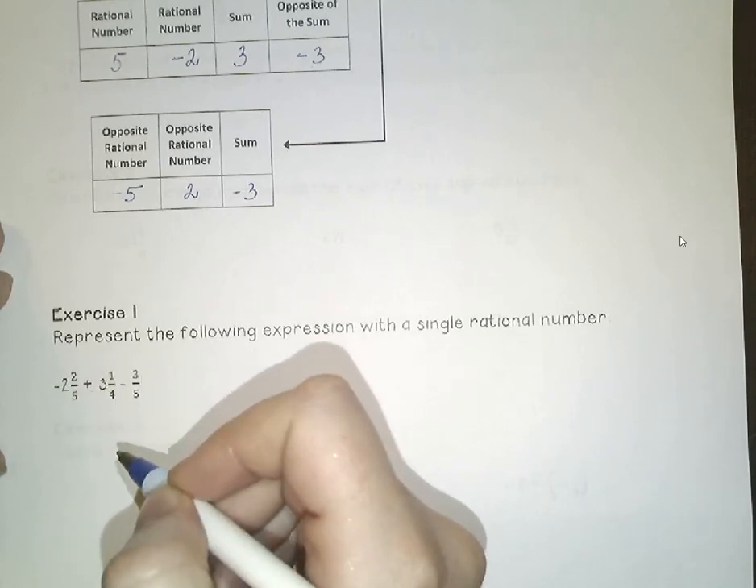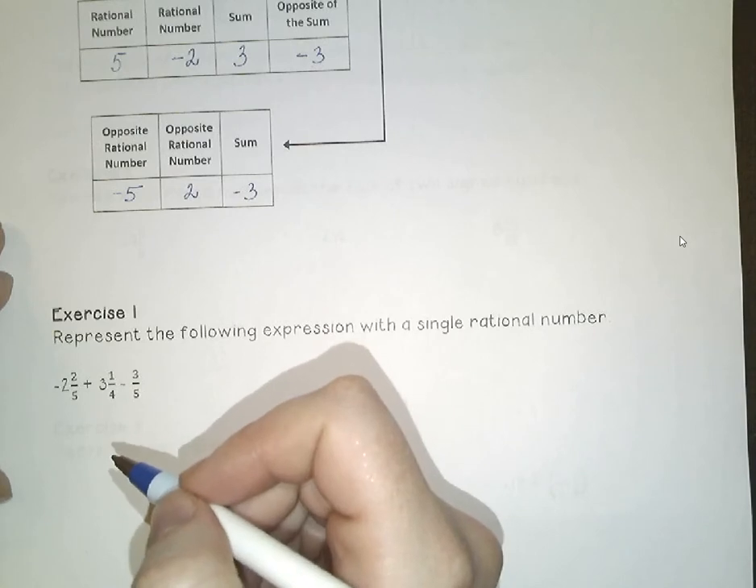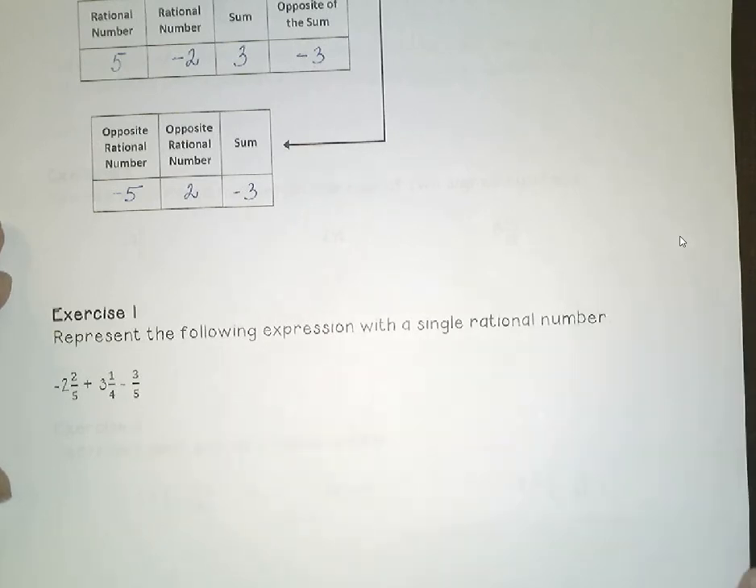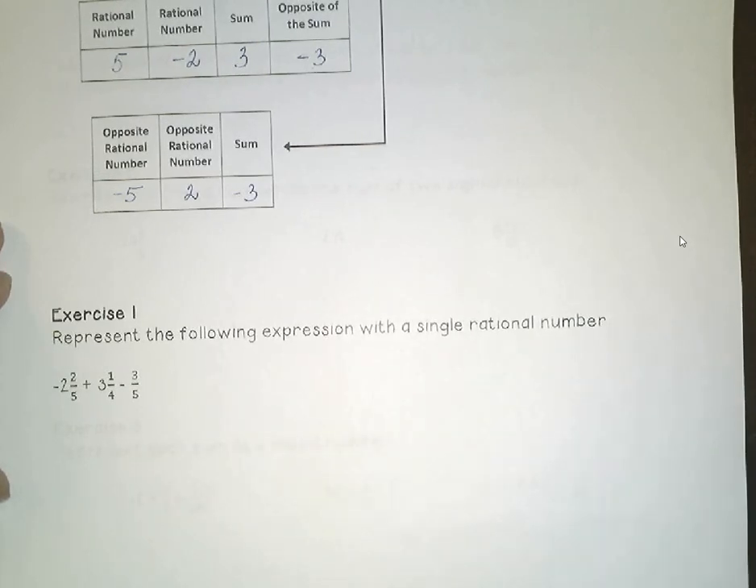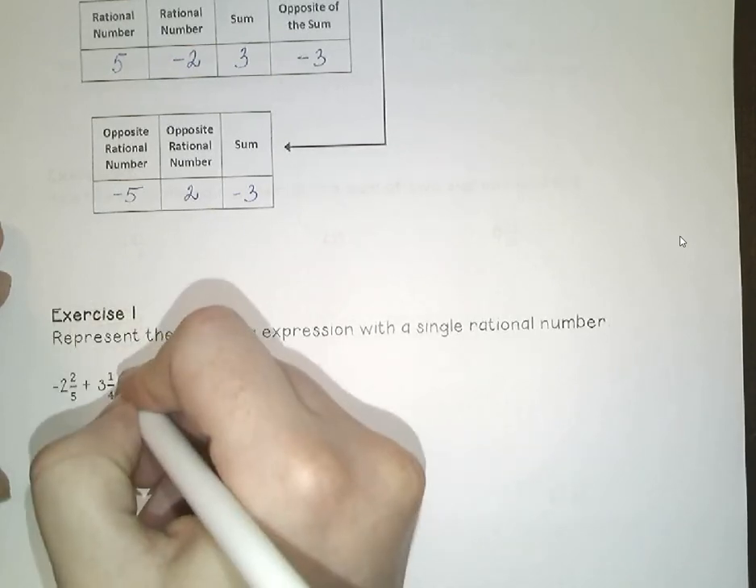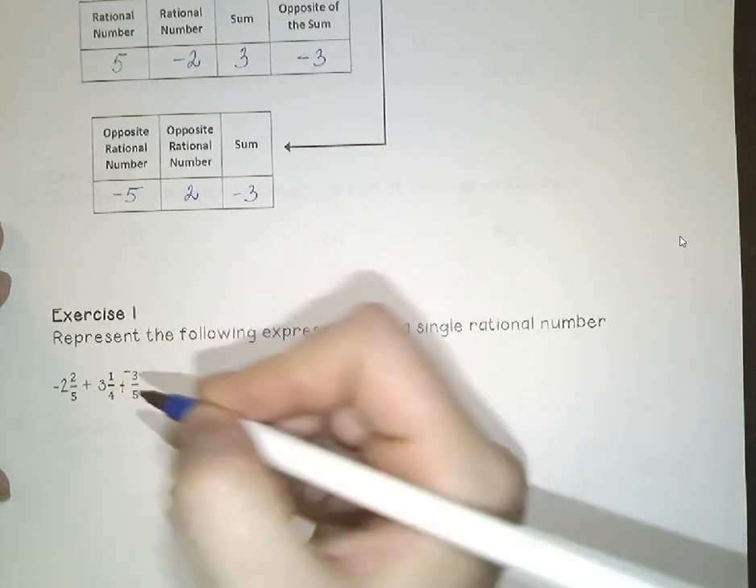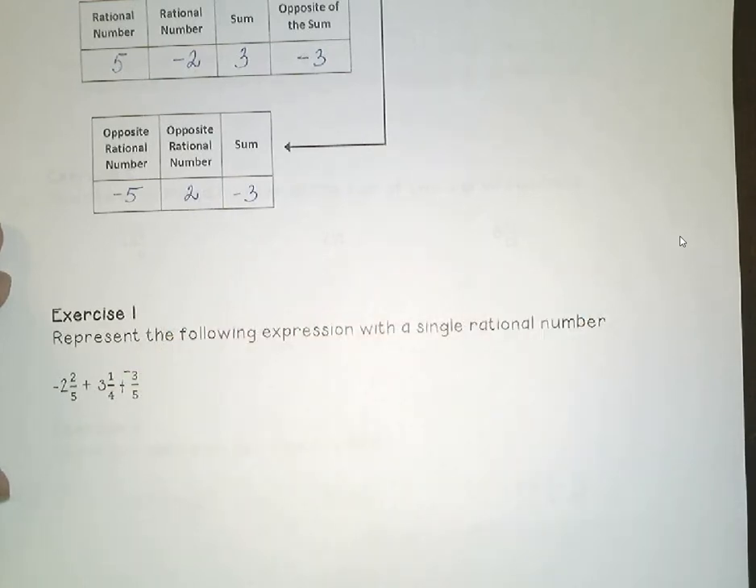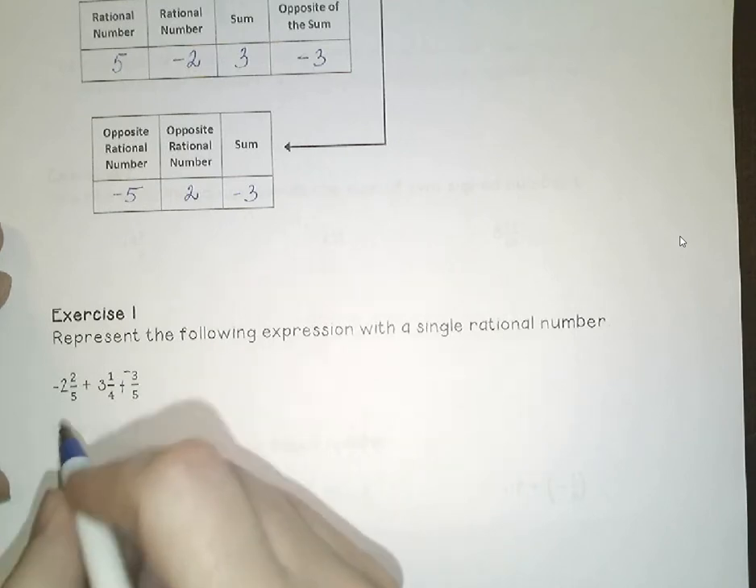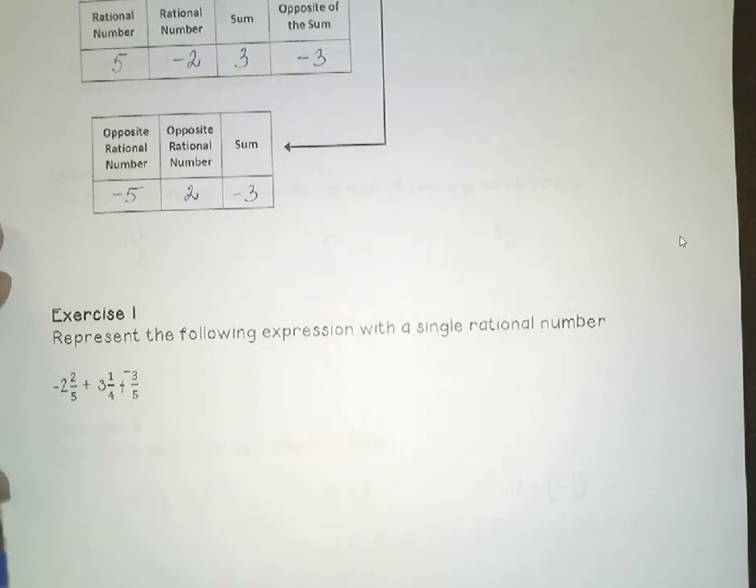But we know that we always need to change subtraction problems. I would say we never ever work with subtraction problems anymore. We always change them into addition. And to change it into addition, we add the opposite, right? So -2 and 2/5 plus 3 and 1/4 plus -3/5. Now, let's take a look at these 3 numbers. How do we add them together?